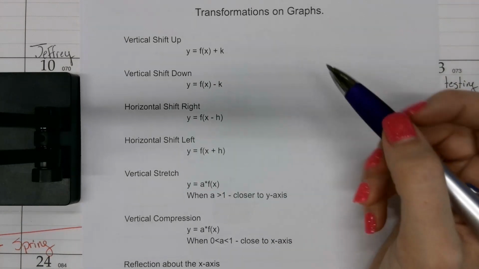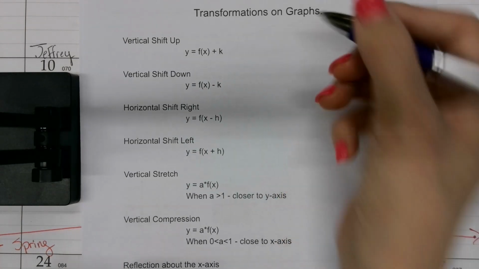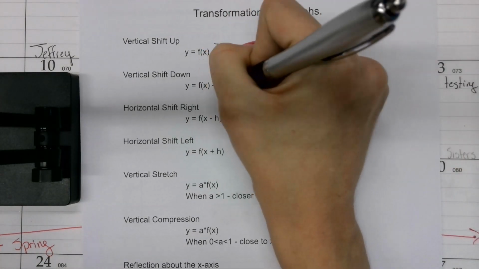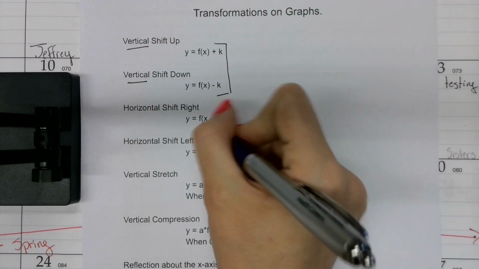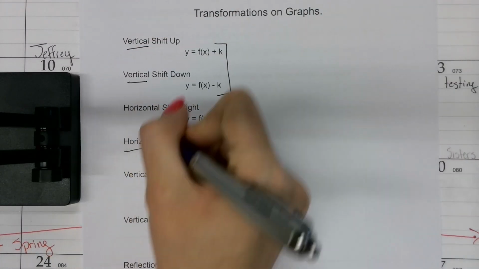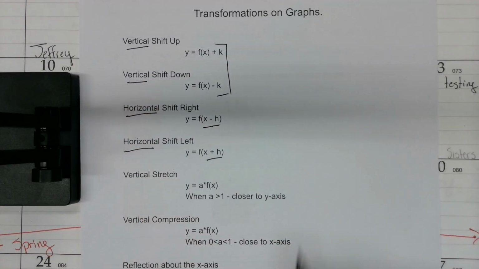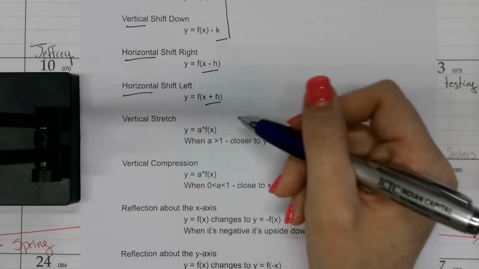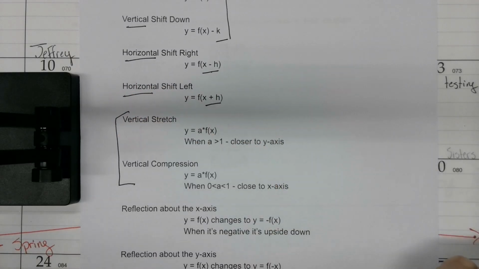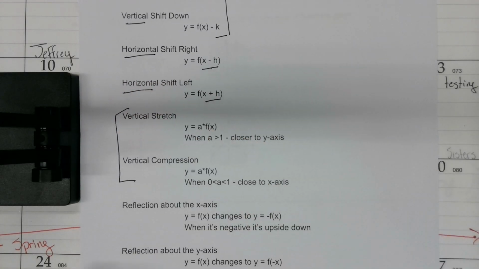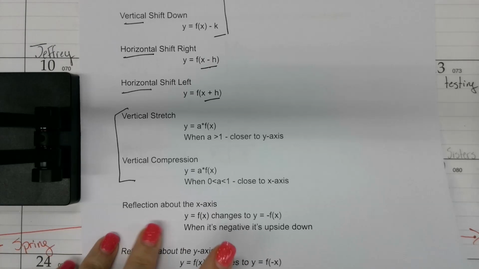What I want you to notice on this is that if you're adding or subtracting on the outside, it's going to be vertical. If you're adding or subtracting on the inside, it's going to be horizontal. And then if it's multiplying, it's going to be a stretch or a compression. And then we have our reflections. So keep that in mind as we do this.